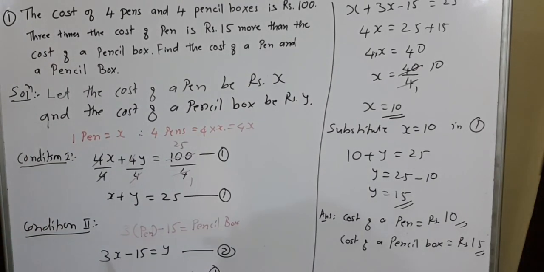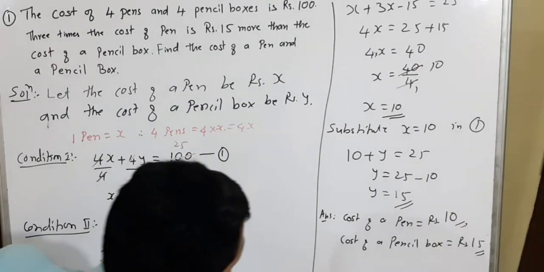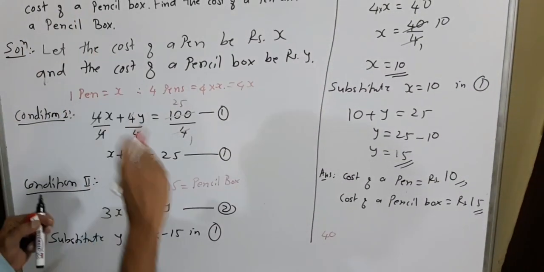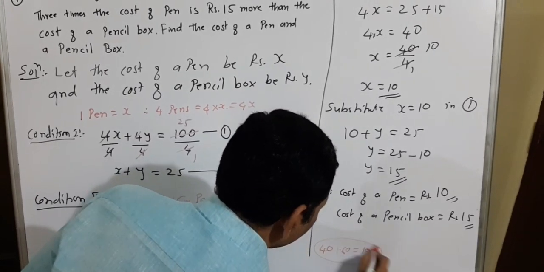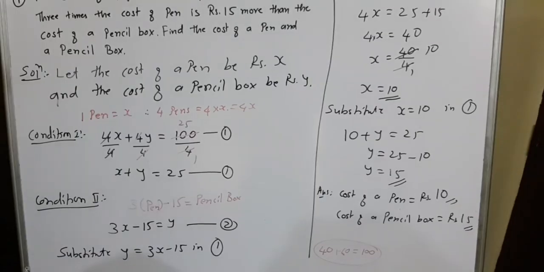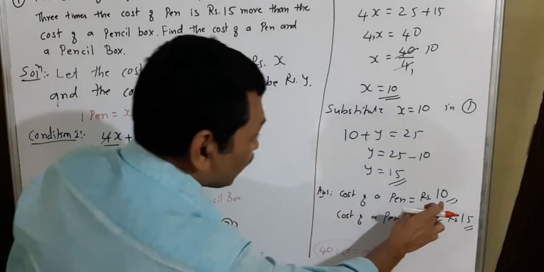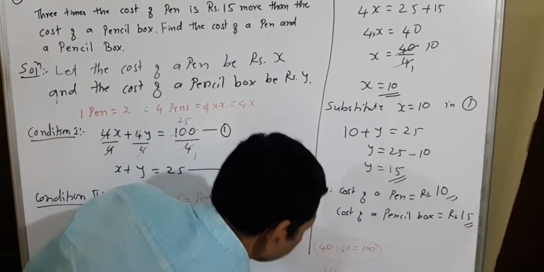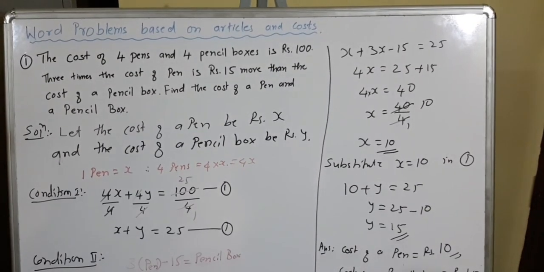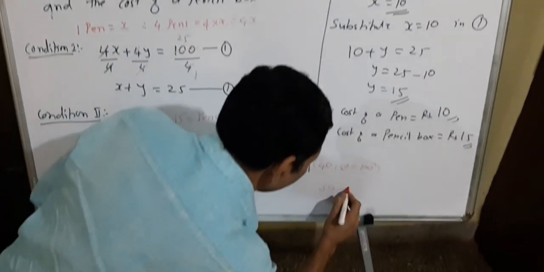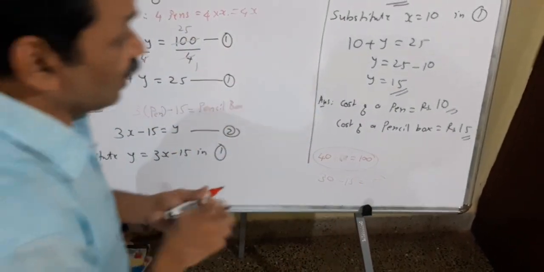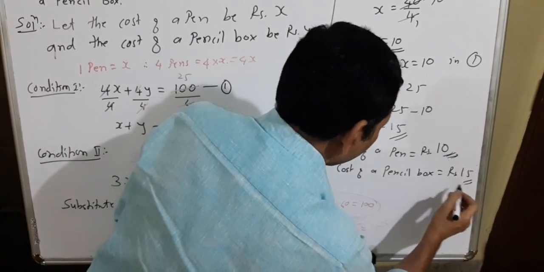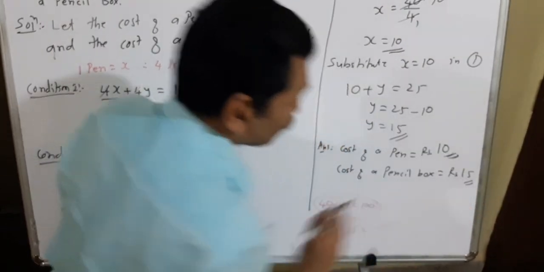Now 4 pens will be 40 plus 4 pencil boxes 60 equal to 100. So it satisfies condition 1. Go for condition 2. 3 times the cost of pen will be 30. Is it 15 more than the cost of pencil box? 30 minus 15 is equal to the cost of pencil box, 15. So it satisfies the second equation, and so our answer is correct. The cost of a pen is 10 and the cost of a pencil box is rupees 15.